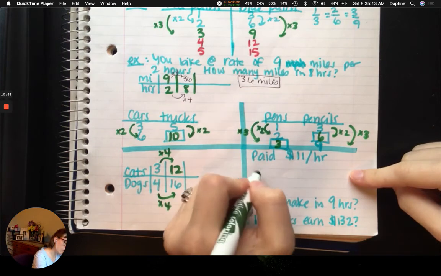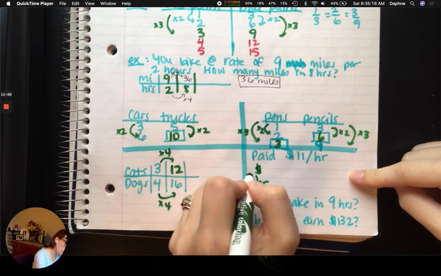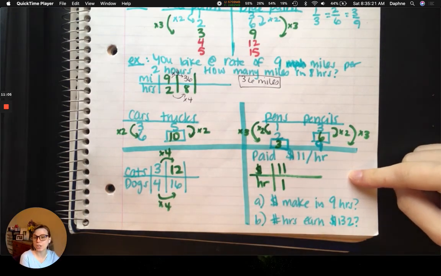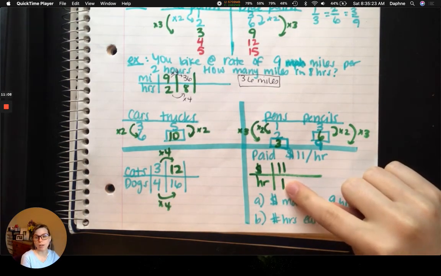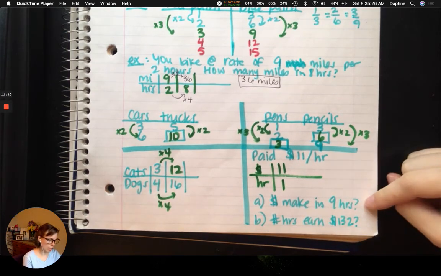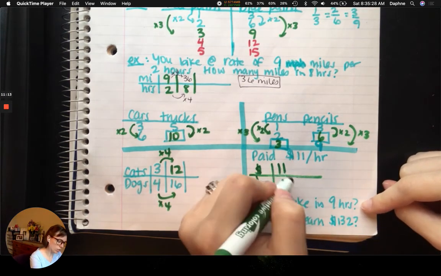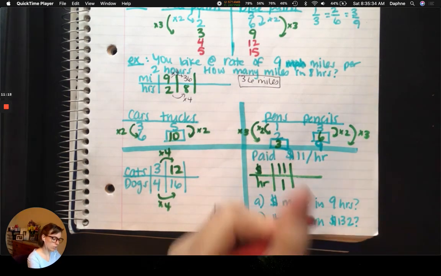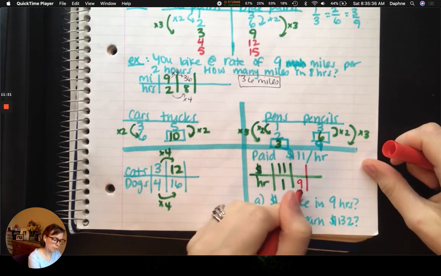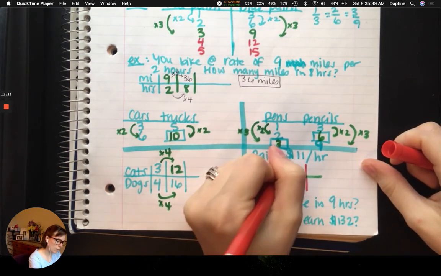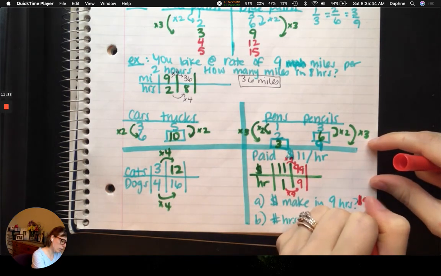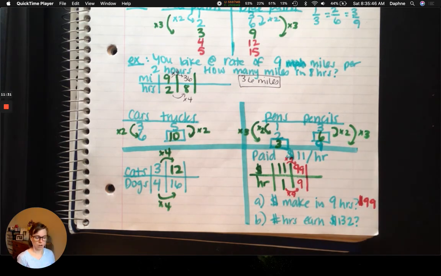Okay, for this one, I have money and I have hours. I know they said that I get $11 for every 1 hour. So that's a unit rate, with hour being my unit. Okay, so then how much money do I make in 9 hours? So I'm going to change color here. So if I have 9 hours, 1 times 9, so 11 times 9 would get me 99. So this will be $99.